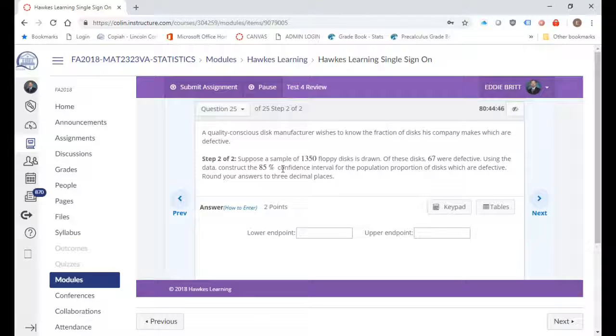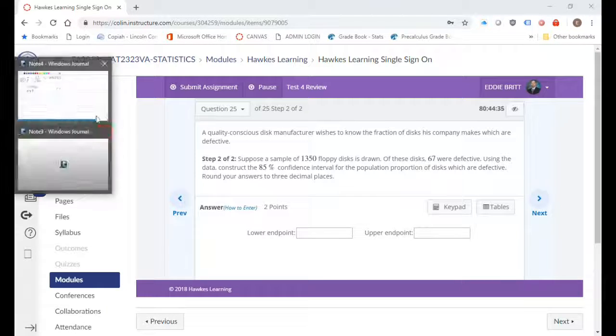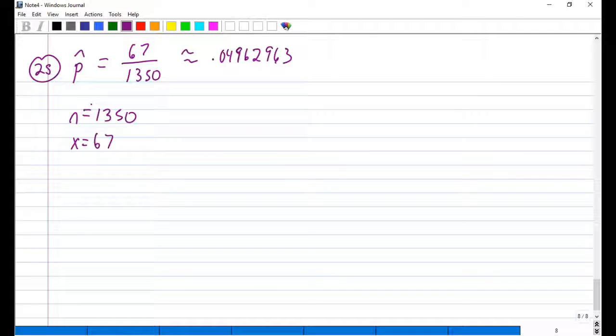Now they want us to actually construct the confidence interval. All right, so this is a little different. An 85% confidence interval, that's not something that you see a lot. So that was step 1. Step 2, 85%. So you have to figure out the z-score for that. So the alpha is actually 0.15.